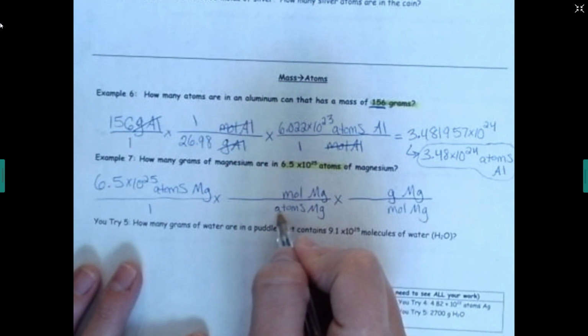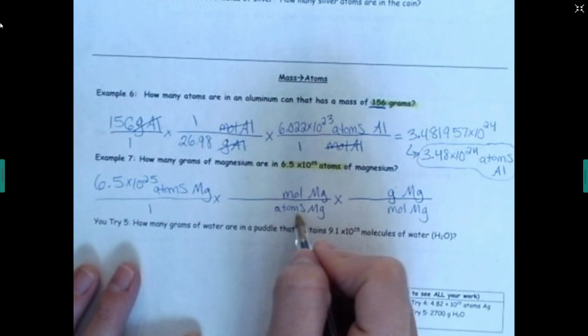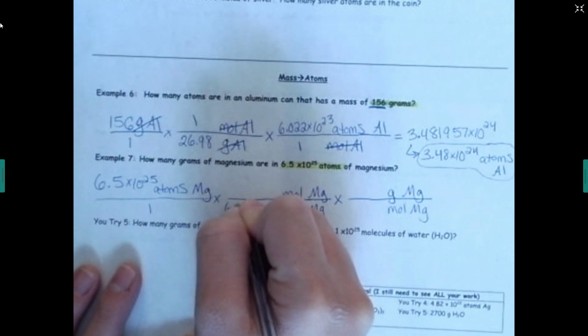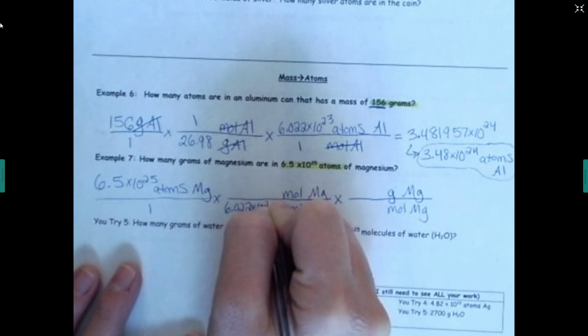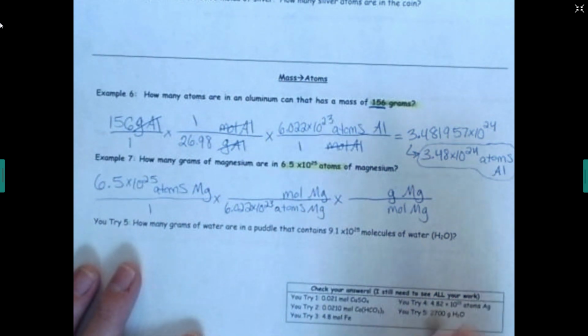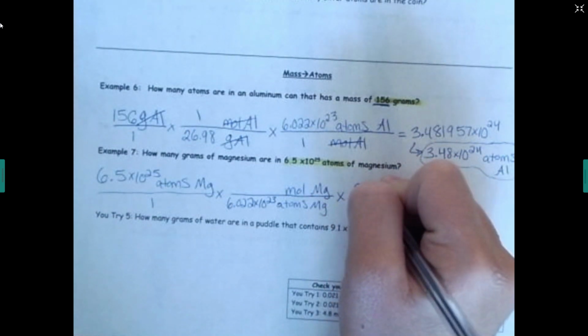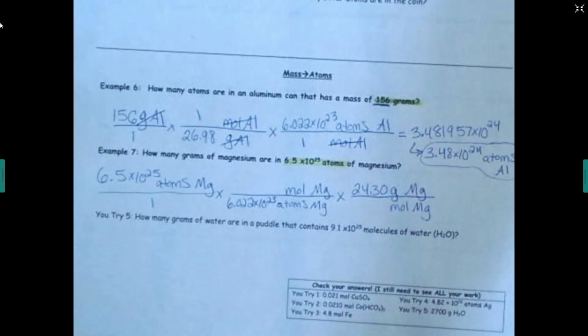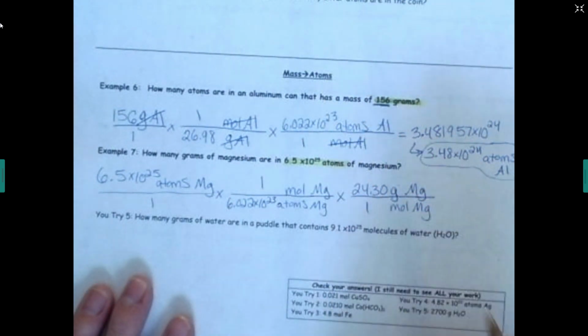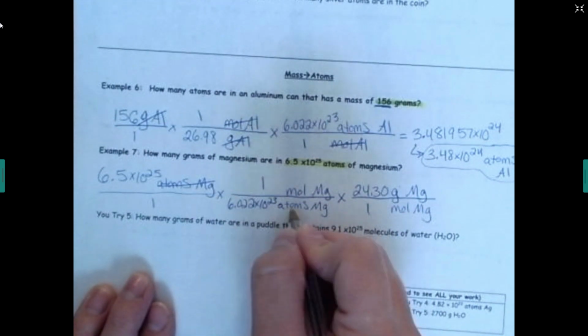Okay. So wherever I see the word atoms, that tells me I need to do Avogadro's number. That's 6.022 times 10 to the 23rd. Okay. And wherever I see grams, that tells me to go to the periodic table and I get 24.30 for magnesium. Wherever I see the word mole, I'm going to put a 1. Ta-da! Show your units canceling.